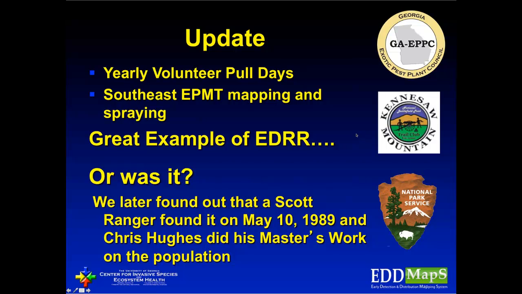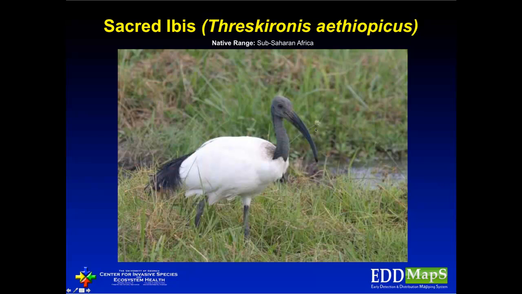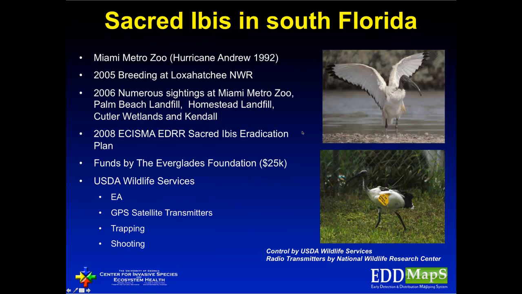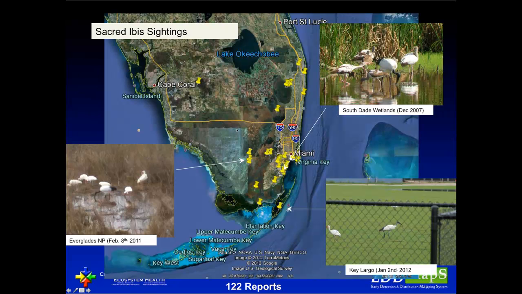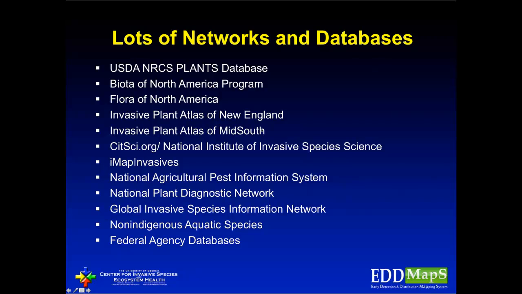Sacred ibis is another example I'm going to bring up and I'm going to come back to later as a success story. But sacred ibis is a bird native to Africa. They think it was released from the Miami Metro Zoo during Hurricane Andrew. There's been money and a lot of effort going in to eradicate these, to keep them from breeding and disrupting the native ibis populations. So remember the sacred ibis, and we'll come back to it in just a little while.